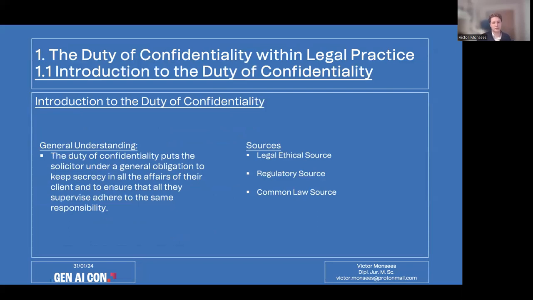Broadly speaking, it puts the solicitor under a general duty to keep secrecy in all the affairs of the client and to ensure that all they supervise adhere to the same responsibility. But what that means in practice is shaped by three complex authorities. As I've said, the legal ethics, regulation, and common law sources. Due to the scope of this talk, I want to focus on the source I find most consequential, the common law. But before that, I will briefly introduce the other two sources, as they're deeply interconnected. I think they are really required to understand the concept of the duty of confidentiality in its totality.